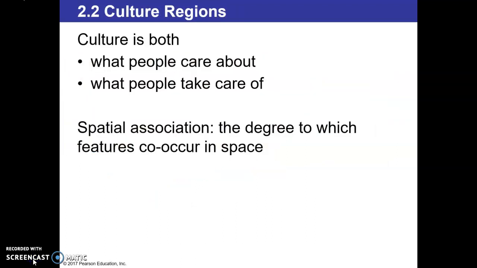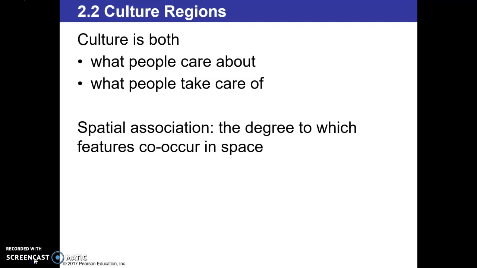The last topic we're going to cover is culture and looking at cultural regions. Culture is both what people care about and what people take care of. We're going to be looking at spatial association, which is a pretty important concept of this key issue. It's the degree to which features co-occur in space. Let's take on that first part, what people care about. This can be reflected in the language, religion, or ethnicity that's prevalent in that cultural region.